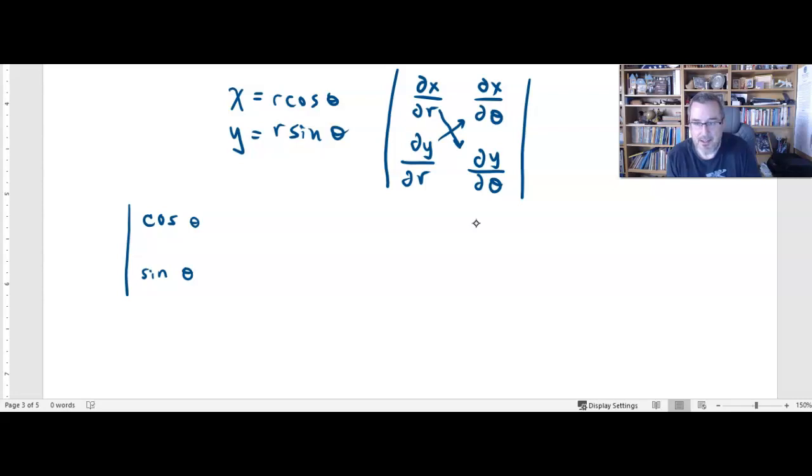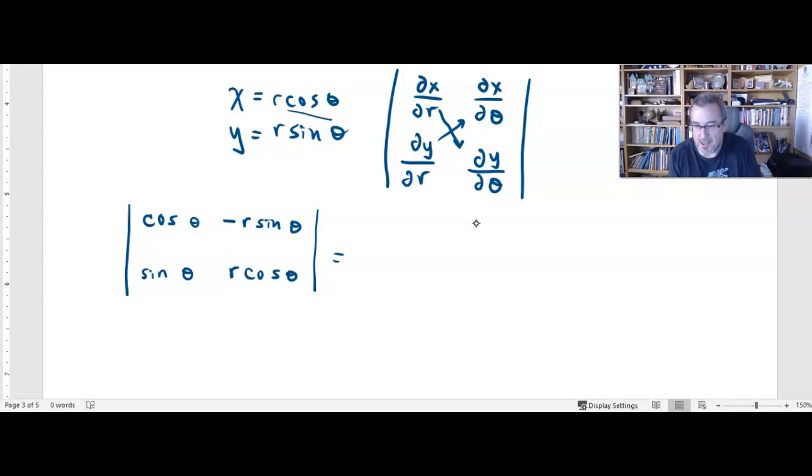dx d theta. All right, now r is held constant, so it's going to come along for the ride. And we're going to take the derivative of cosine, which is negative sine. And then r sine with respect to theta would be r. The derivative of sine is cosine. So we end up with this 2x2 determinant. So we'll do that cross product and subtract.